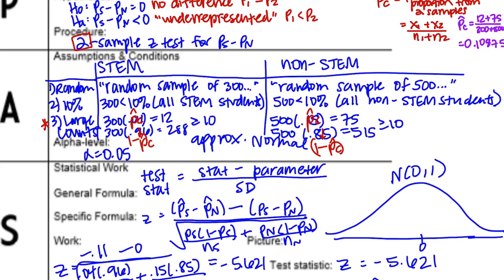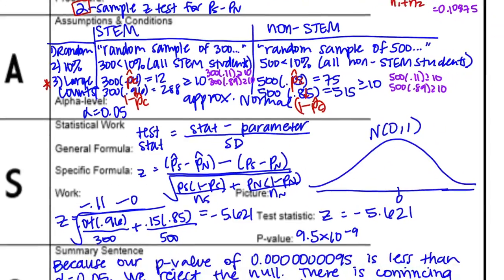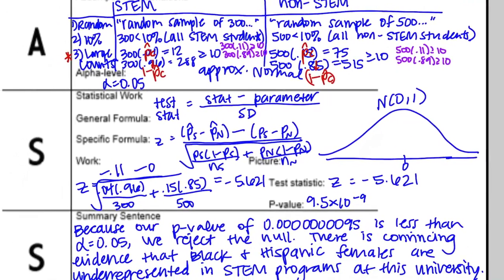And again, I can write it in the purple if you want to see it, that we do 300 times 0.11 is at least 10, and then 300 times 0.89. And we'll do it again over here. We should be using the same number both times to assume the null is true, and then get our large counts that way in the future.